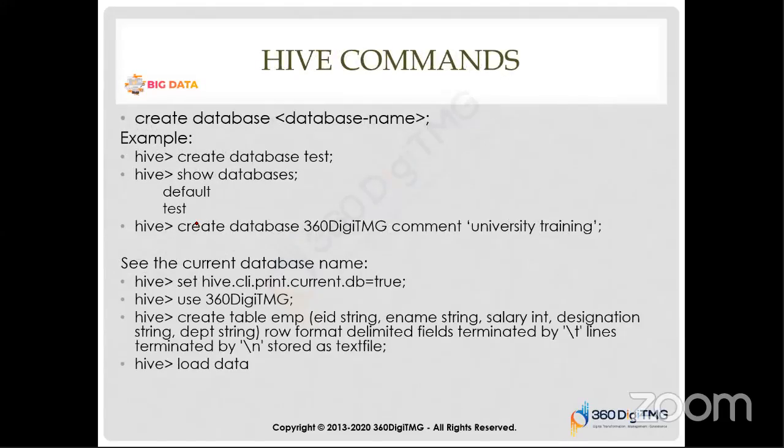These are a sample set of Hive commands. How do you create a database? You say create database and the database name. I'm showing a small example called test. I'm creating a database called test. By default, when you install Hive, you get one database called default. And when you create any additional databases like this, you can see the list of all the databases with the command show databases. You can also add comments and descriptions when you're creating the databases.